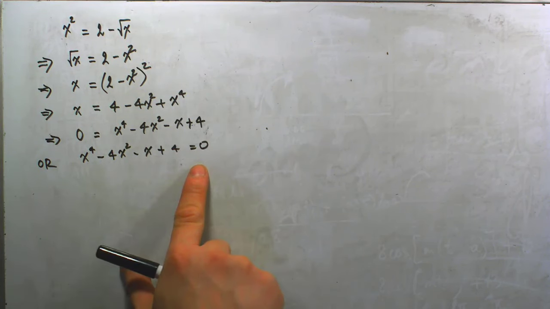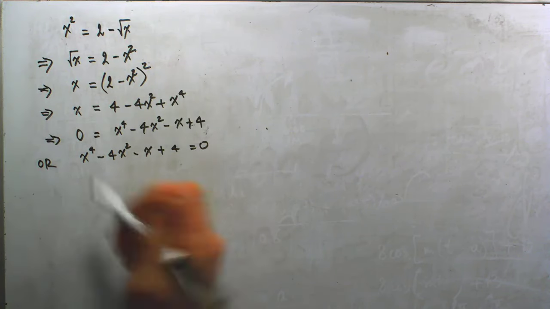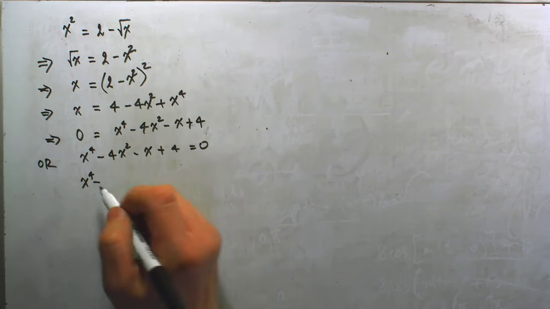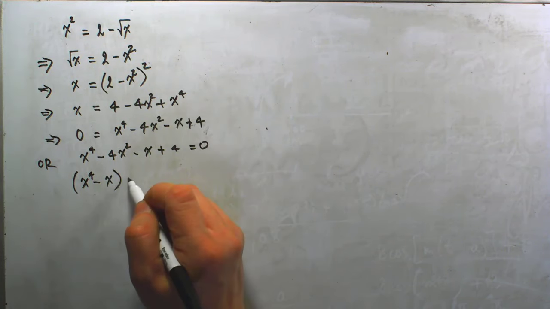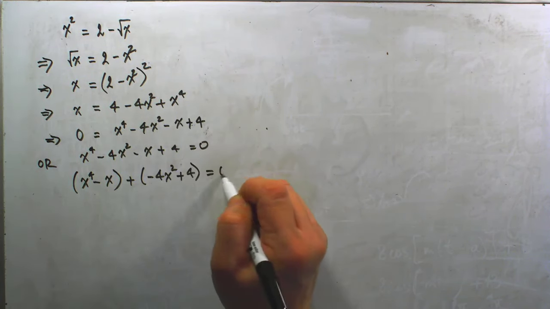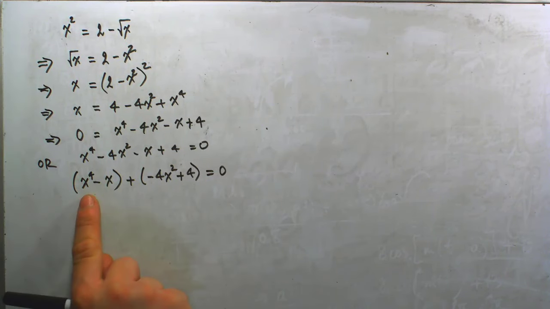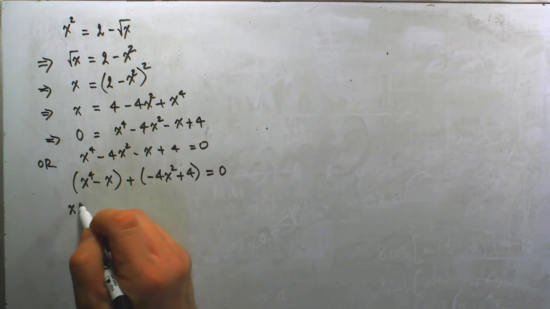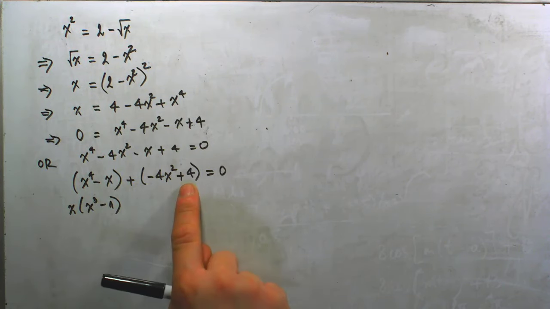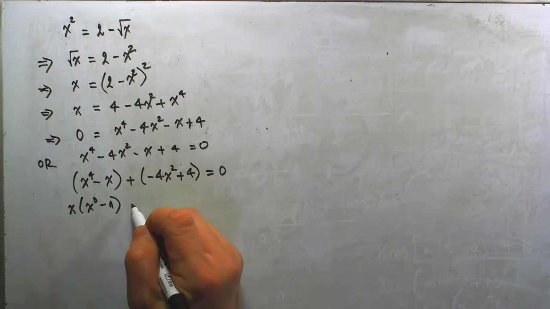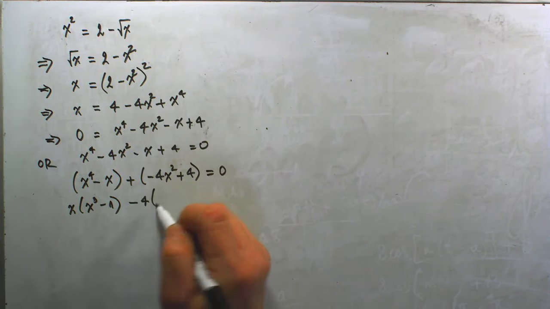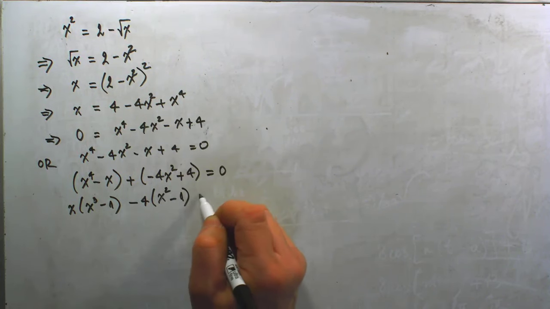But this is now a polynomial, so we can proceed further by factoring. I can group these two terms here, x to the fourth minus x in one group, and minus 4x squared plus 4 as another group. My attempt now is to factor it out. In the first group, I'm going to factor out the common factor x, making it x times (x cubed minus 1). And here I have the minus 4 as the common factor. So now I can bring out that common factor, switching the sign from plus to minus: minus 4 times (x squared minus 1) equals 0.